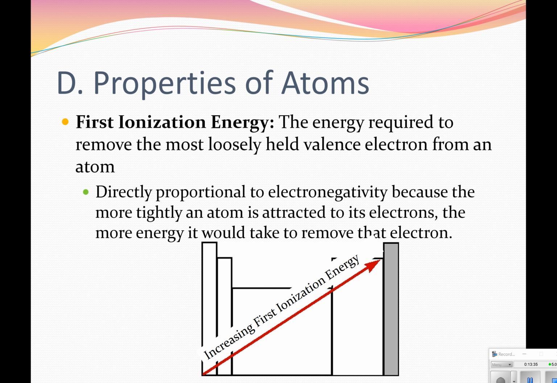Now, first ionization energy, we know, is the energy required to remove the most loosely held valence electron from an atom. The outermost loosely held valence electron is going to be easiest to take away. The first ionization energy describes how much energy is required to actually take it away from the atom itself. And this is directly proportional to electronegativity, because the more tightly that atom is attracted to its electrons, the more energy it's going to take to remove that electron.